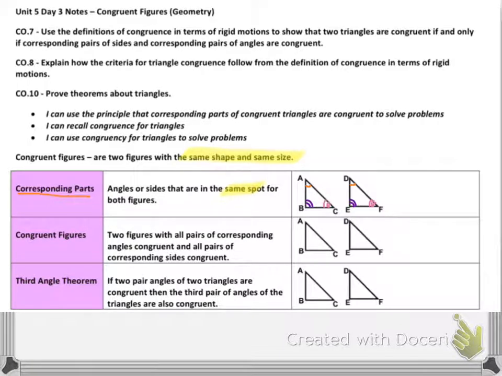And then we can also talk about it with sides. AB is corresponding with DE. Over here, BC is corresponding with EF. And AC is corresponding with DF.